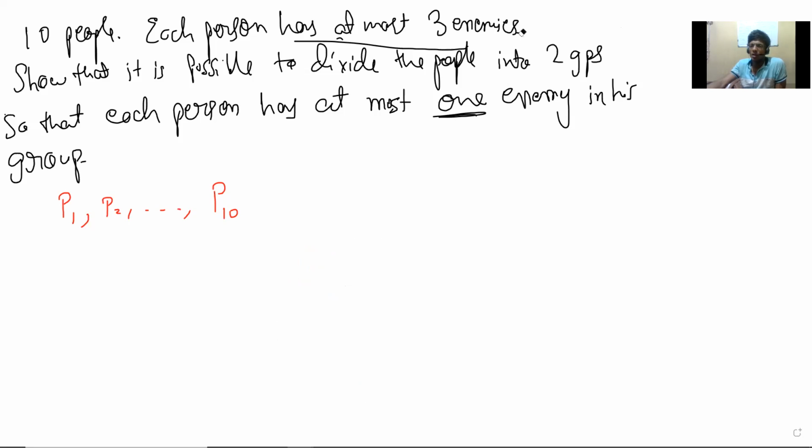So the way we will do this problem, I'll give a small hint: we will start with the 10 people in just one group. Then we will go naively, trying to decrease the number of enemies someone has in the group. If we find that someone has 3 enemies in his own group, then we will move one of the enemies to the other group.